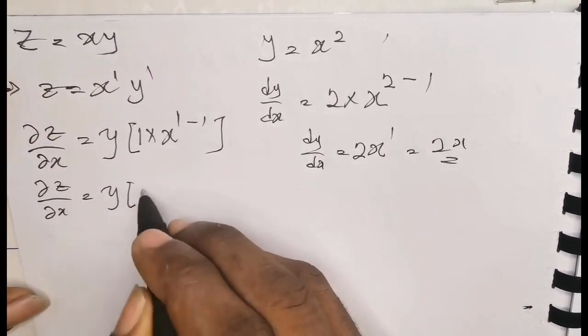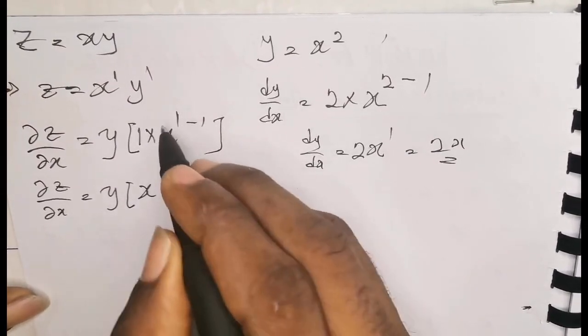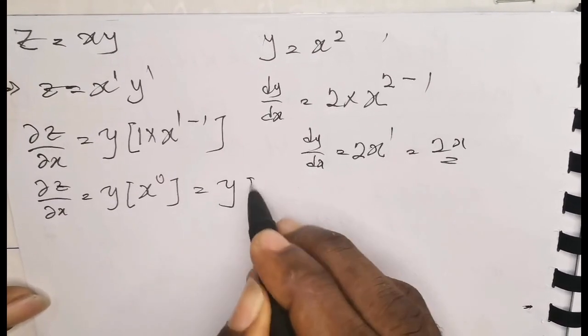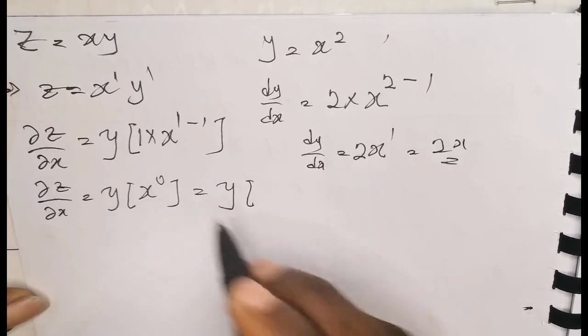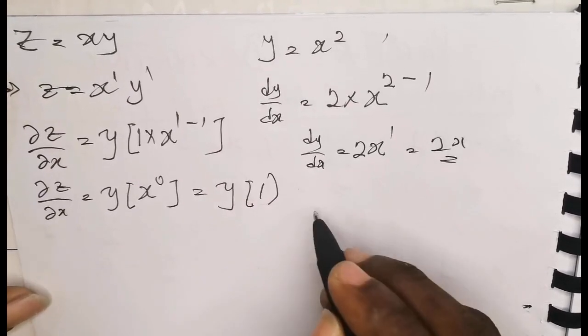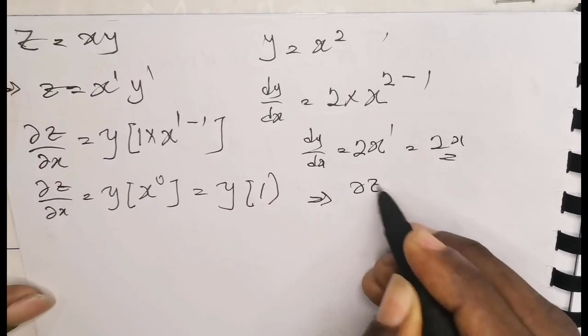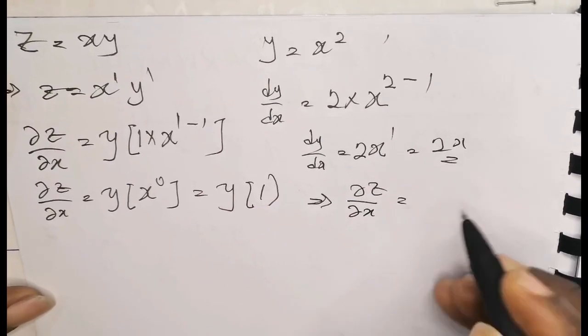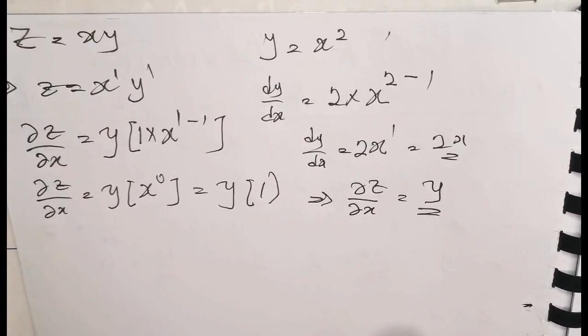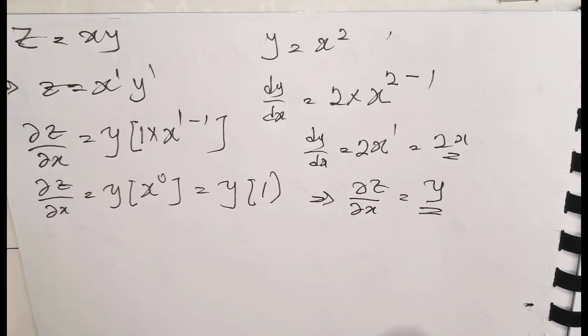Alright, so partial z over partial x is now equal to, so I have y into 1 times x, of course, is x. At the power here, 1 minus 1 is what? 0. So you have this. So this is actually equal to y into x to the power of 0, which is 1. So I have 1 times y. So this simply implies that the partial derivative of z with respect to only x is simply what? y. So this is the shortcut approach to solving that same problem which you used the first principle method for.